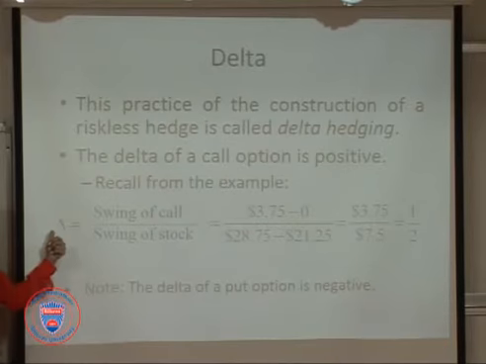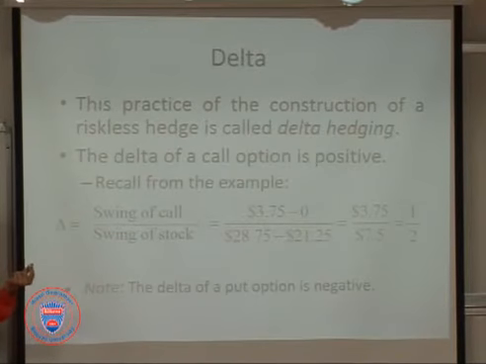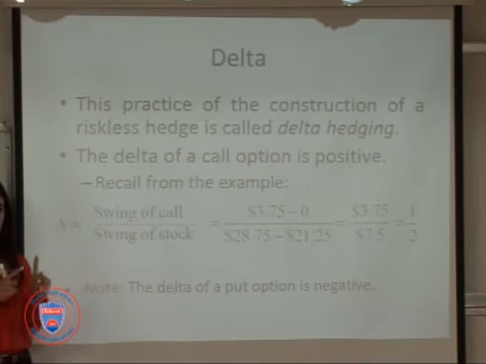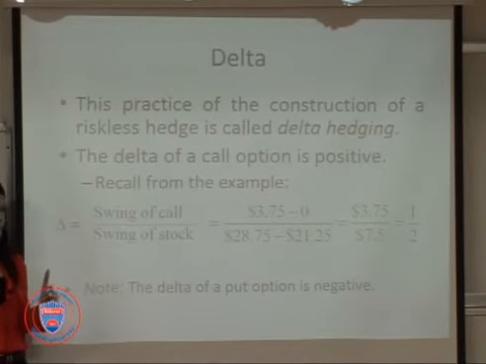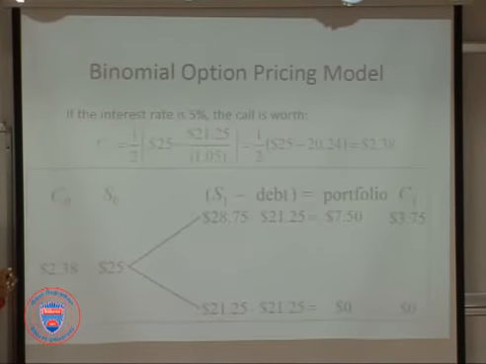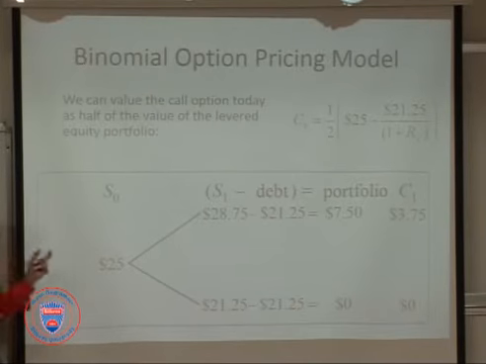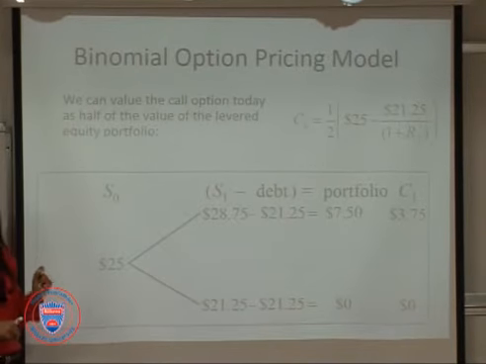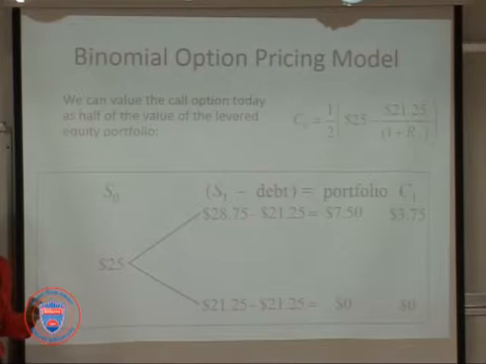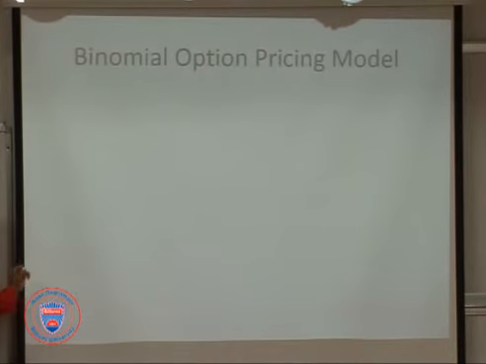So delta is something new. Delta will give us how much stock you need to purchase. So delta will be determined by how much the call payoff changes compared to how much stock price changes. So in our example, if you remember, our stock price is either 28.75 or 21.25, and call payoffs are either 3.75 or 0, right? So using this, I'm going to find the delta.